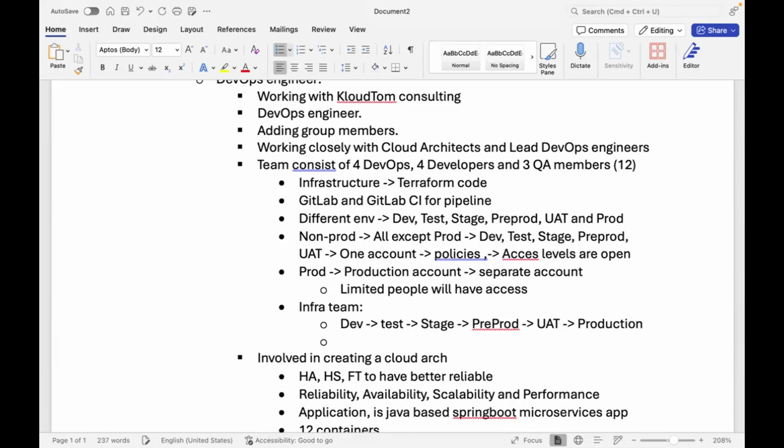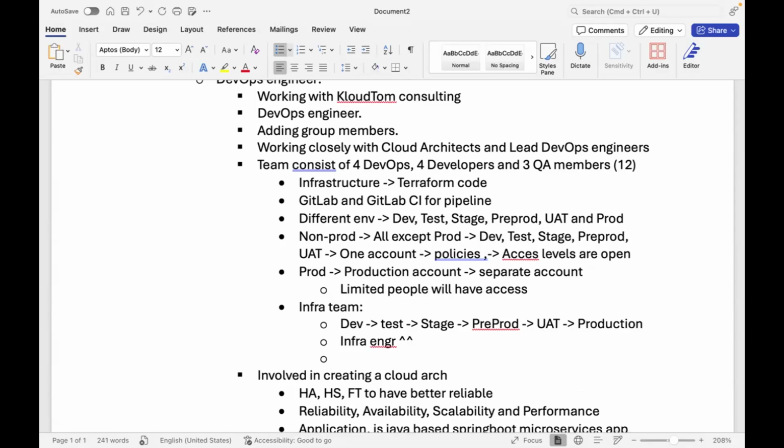Say you are an infra engineer and you're working on these set of environments. You will have full access to make changes for non-prod. So what is non-prod? Dev, test, stage, pre-prod, UAT, everything except production is non-prod. So that word is very, very important. If you use that word, they'll definitely think that you are a working person. They will not have any doubts about you.